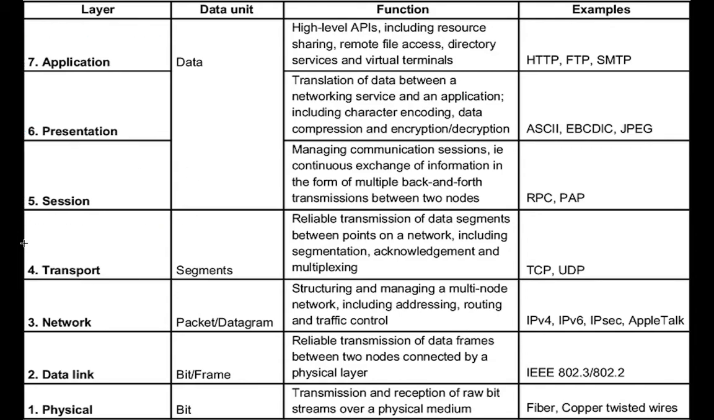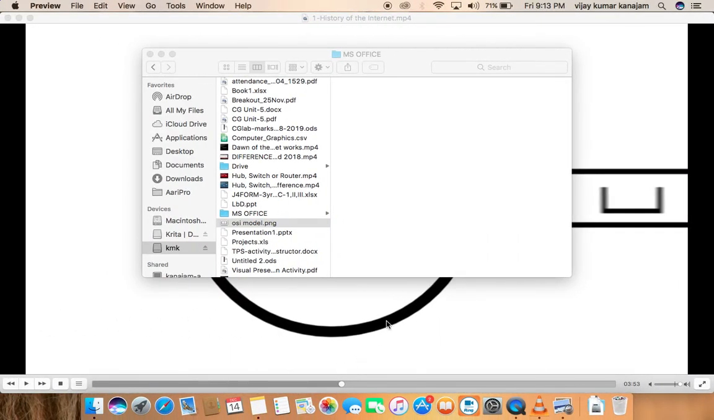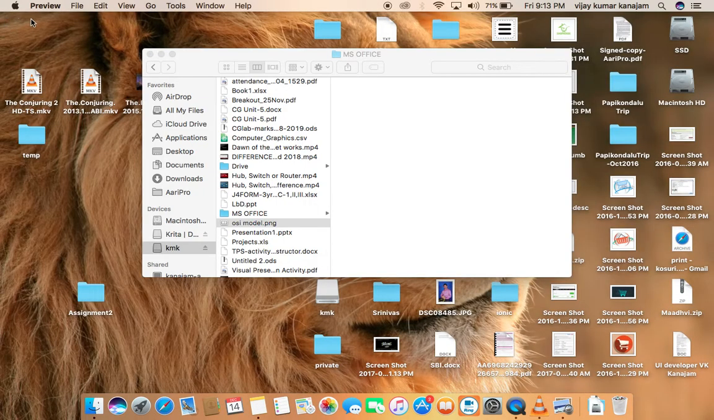And if you go to the TCP/IP model, it will be called with a different name, which we'll discuss later on, along with what additional responsibilities it will have. Whereas in the OSI model we had these 7 layers. Now we'll just close this.